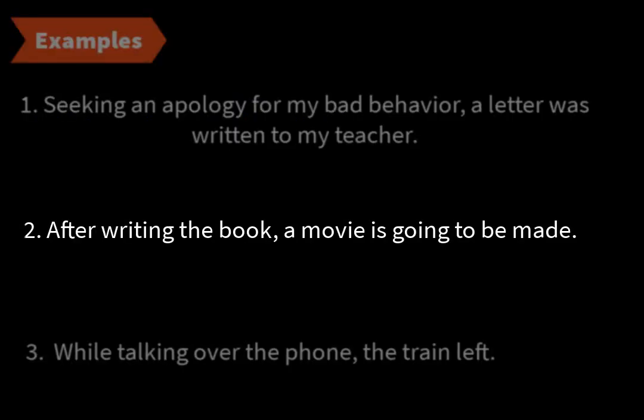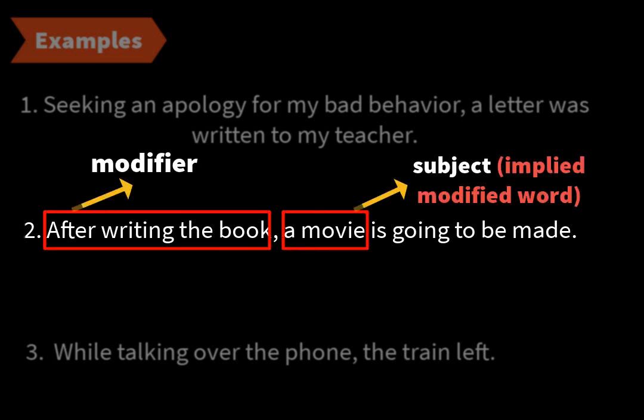After writing the book, a movie is going to be made. Now again, the modifying phrase is after writing the book, all right, coming in the beginning of the sentence. And just after this, we have a noun, the subject of the main clause, a movie. All right, now you guys think, can a movie write something? Can a movie be writing a book? That is not possible, right?